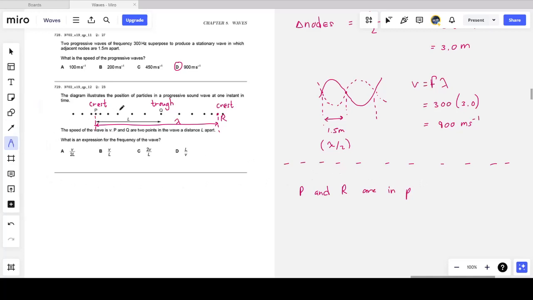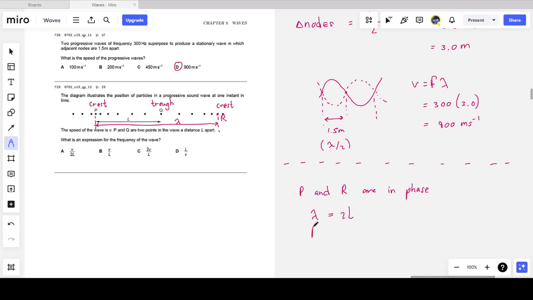And how do I know they're in phase? Because the particles are doing the same thing at the same time. They're all bunched together. And I'm looking at the middle particle specifically at P and then again at R. And what I can see is that the wavelength lambda is twice the distance between P and Q. L plus another L, which is 2L.